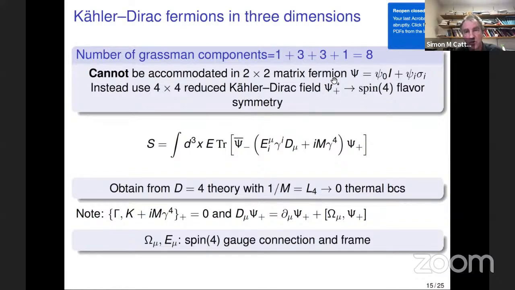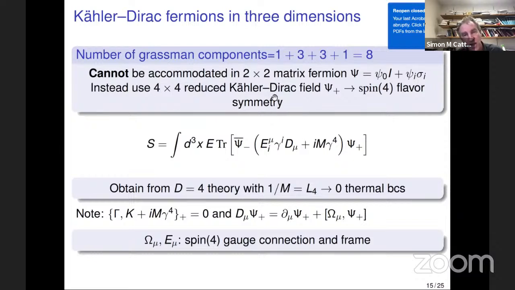So when I told you before I can get the matrix fermion by expanding over products of gamma matrices, that won't work if I use the minimal gamma matrix in three dimensions, which is a 2x2 matrix, right? Which is the Pauli matrices. So I'm forced immediately to accommodate this Kaehler-Dirac theory. I have to use 4x4 gamma matrices right from the get-go. I can reduce the number of components down, so they would naturally have 16 components.